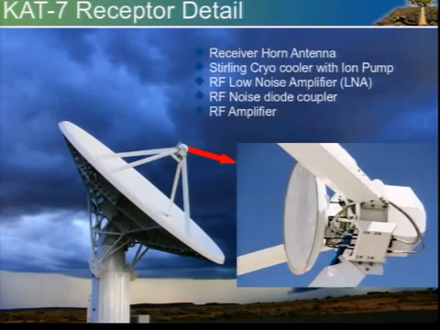Right. So at the focus, we have the receiver horn antenna, which is connected to a low noise amplifier, which is cryo-cooled. And the cryo-cooler has an ion pump, which is not from Star Trek. It actually just maintains the vacuum which you need inside the cryo-cooler. It's got a noise diode, which we actually use for calibration, and another radio frequency amplification stage.